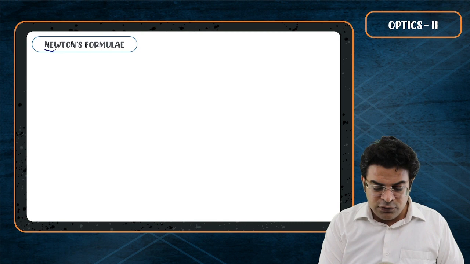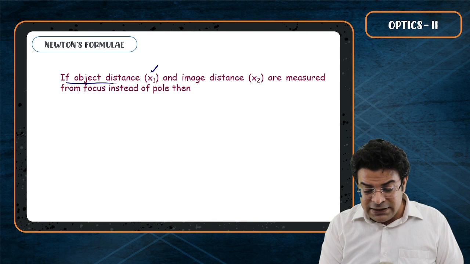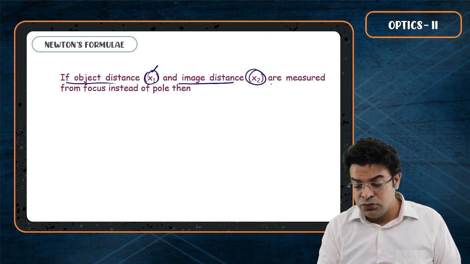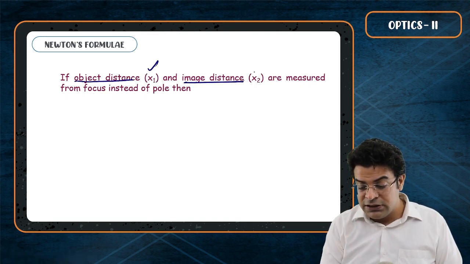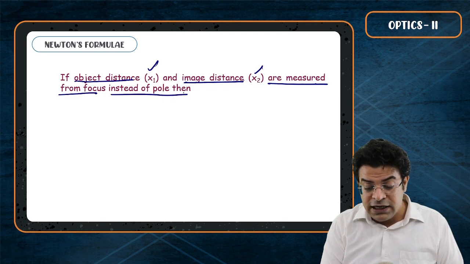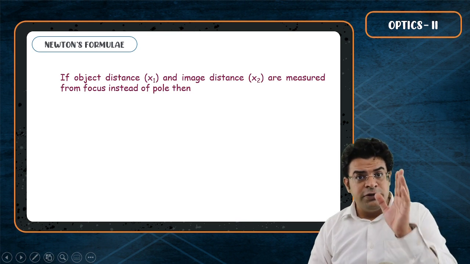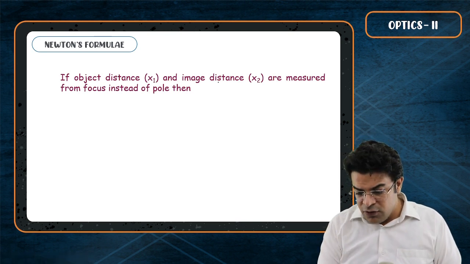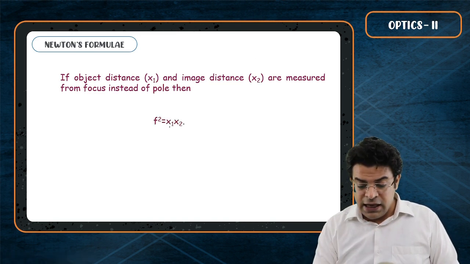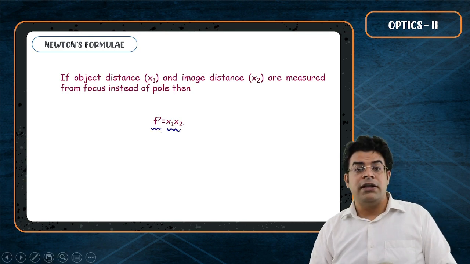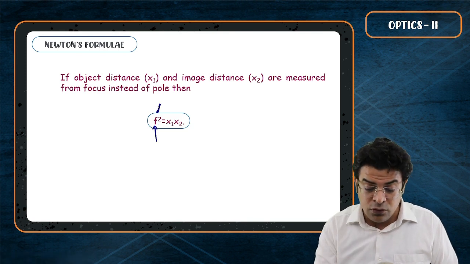So now Newton's formula for object and image position. If the object distance x1 and image distance x2 are measured from the focus instead of the pole, and we are taking distances, not positions now. So if the distance of object from focus is x1 and the distance of image from focus is x2, then Newton's formula tells us that x1 times x2 equals the focal length whole square. Now this f is not the position of focus with respect to pole. This is the focal length whole square.